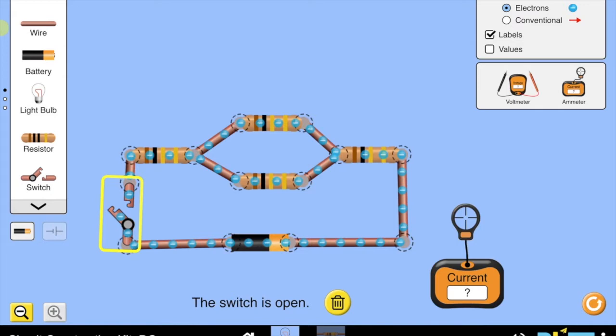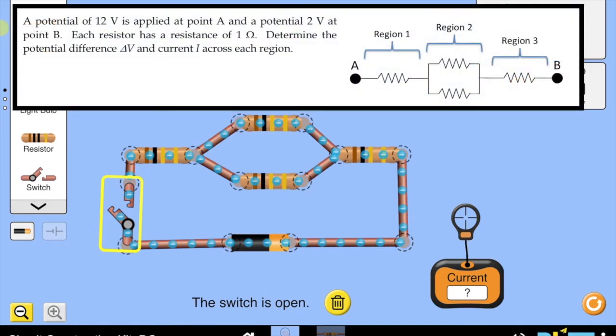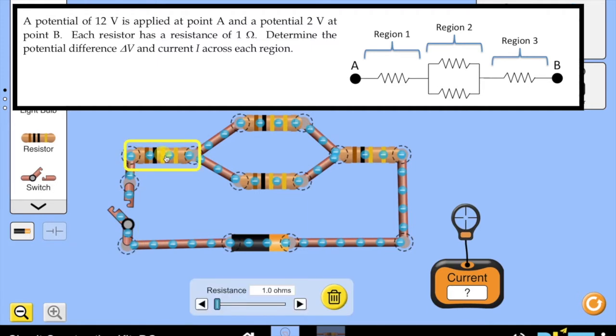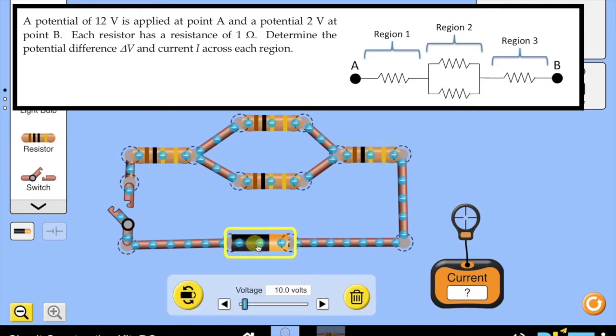This PhET simulation has been built to mimic a problem that I have as part of the physics workbook, where you have a simple circuit with a 1 ohm resistor. I can click on here, see it has a 1 ohm resistor, then branches into two individual 1 ohm resistors, and then that comes back together into another 1 ohm resistor. And this circuit is driven by a 10 volt potential difference.